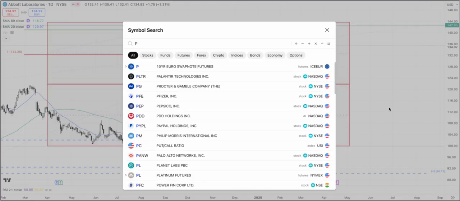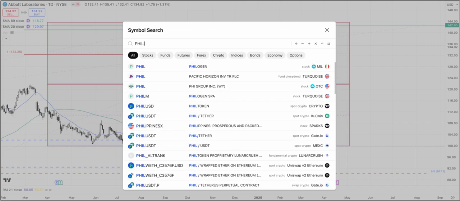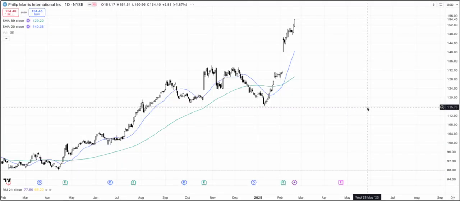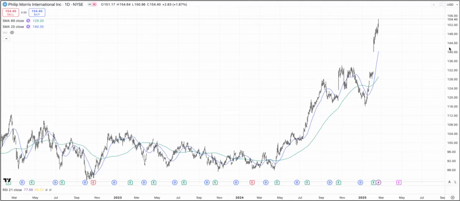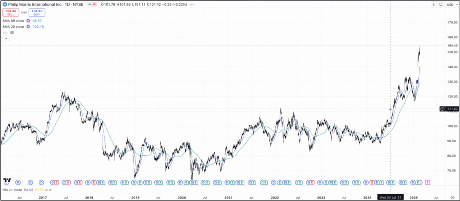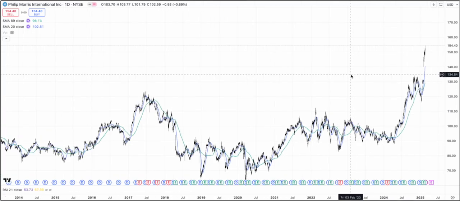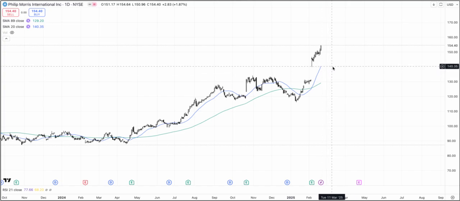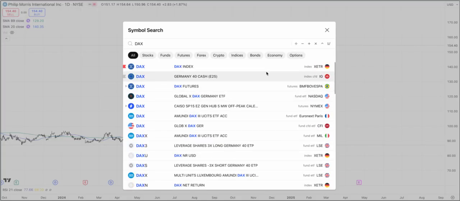But then you also have a stock like Philip Morris. Here we go. It is actually in the tobacco industry. Not only did it make a 52-week high, but I think it also made a new all-time high. So this is really, really interesting, how the market is actually rotating through. Let's have a quick look at some of the European markets.